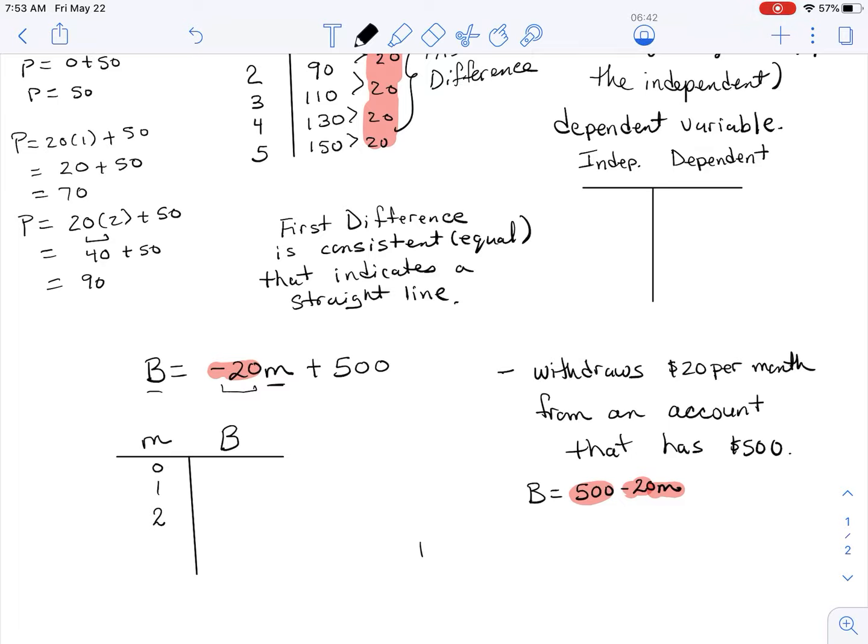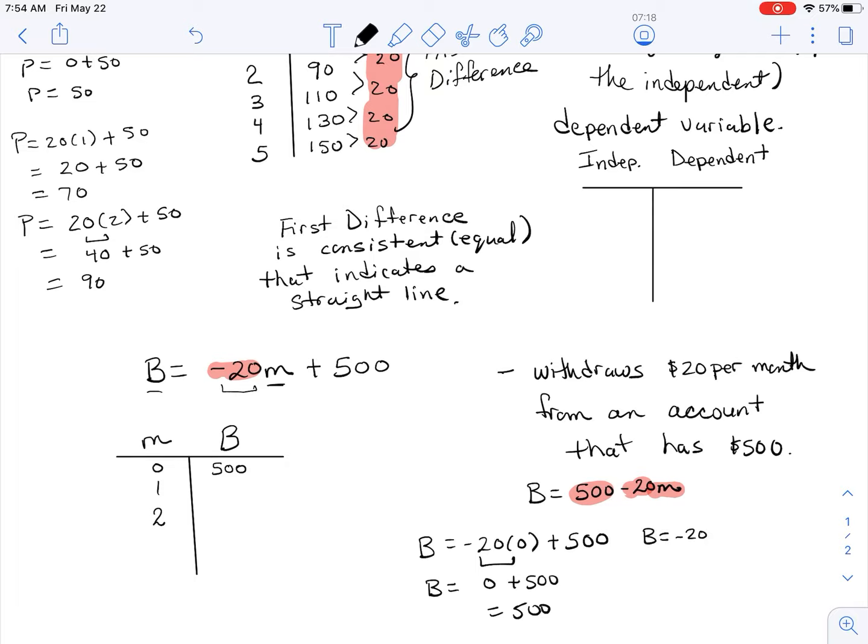Okay, so getting back to the table of values, I got my equation. Let's see what my balance is after 0 months. So I'm going to sub in 0 for M. Now this would mean I haven't started taking anything out yet. So minus 20 times 0, we know it's still 0, plus 500. That 0 entry, I'm just going to call the initial value. I'm going to come back and talk about what initial value means in a bit. That just means this person hasn't started withdrawing money yet.